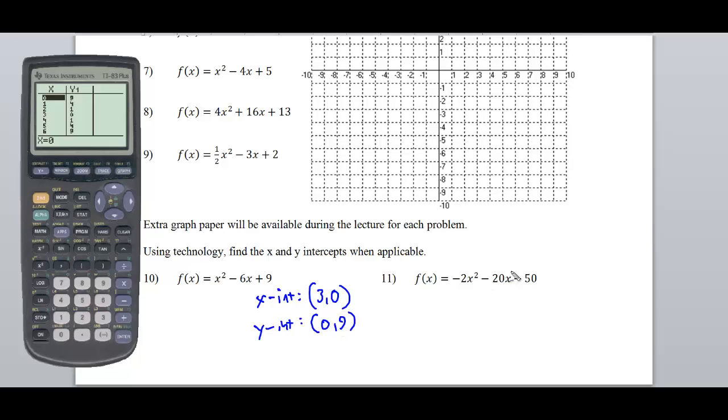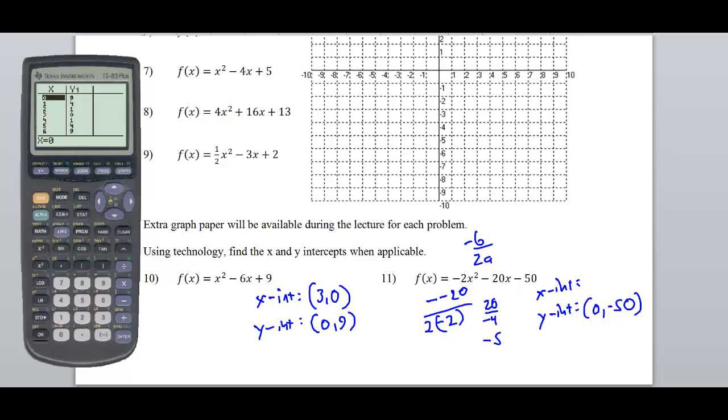0, 9. Now in problem number 11, I already know my y-intercept just because the y-intercept is the last number in the quadratic order there. So the y-intercept is 0, negative 50. What about the x-intercept? Well, let's go look at the calculator, but where should I look? Let's go do the negative b over 2a rule. Negative 20 divided by 2 times negative 2, because there's my 2a. So this is going to be positive 20 over negative 4. Looks like I'm going to be looking for my vertex around negative 5. So let's go look at negative 5 on my calculator.